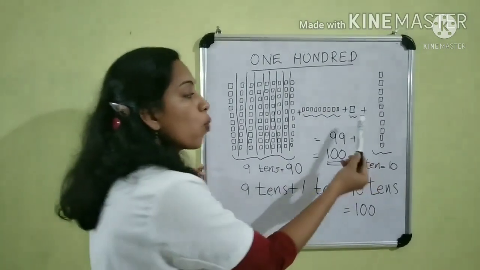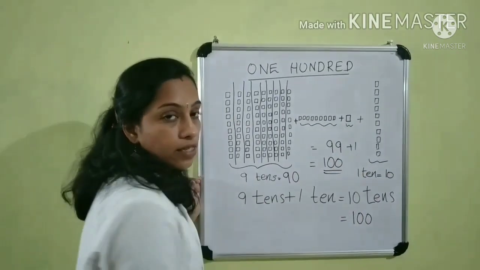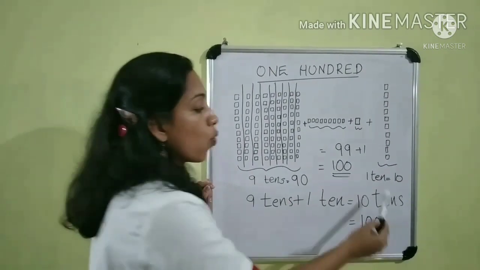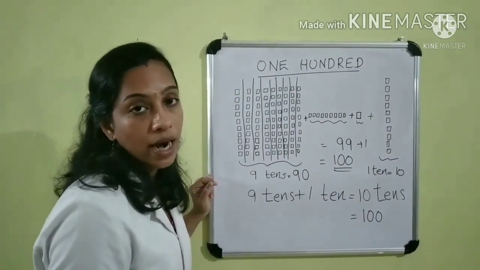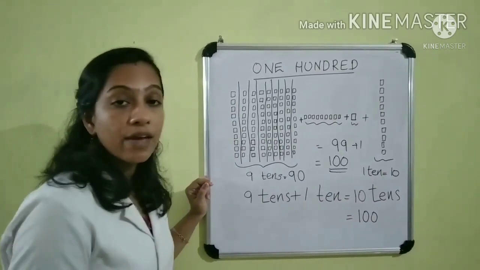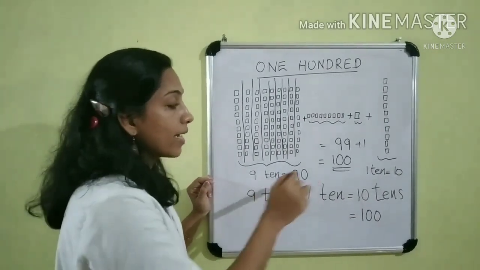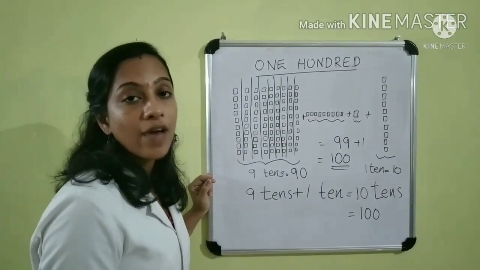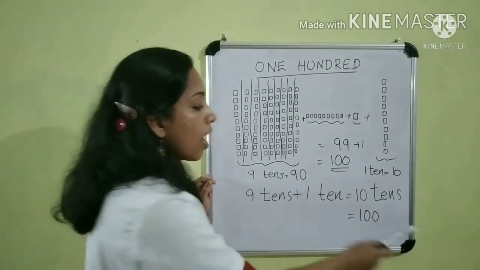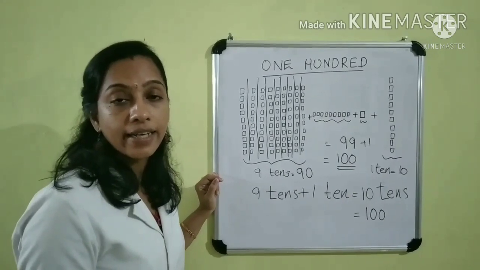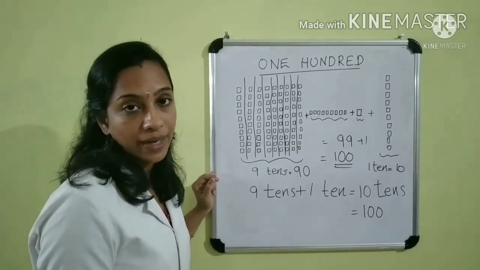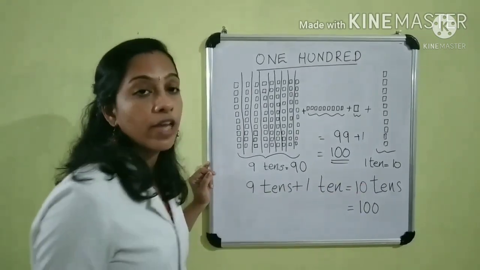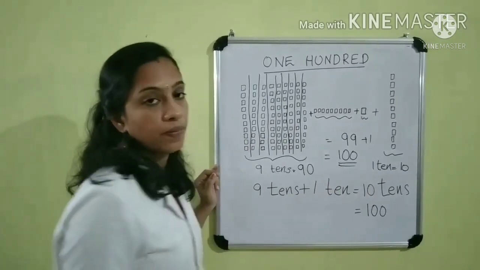Then I add 1 small square with these 9 squares, and we got a group of 10 squares, that is 1 ten. We know the value of 1 ten is equal to 10. If we join together the 9 tens and 1 ten, we got 10 tens. Do you know the value of 10 tens? It's 100. The value of 10 tens is equal to 100. That means if we add the number 1 with 99, we get the number 100.